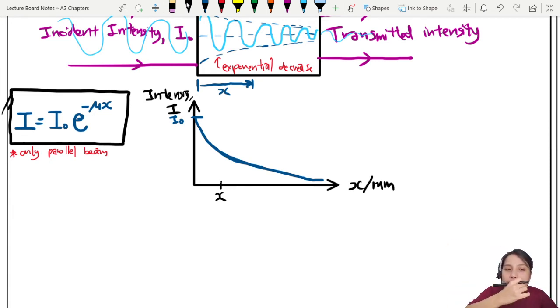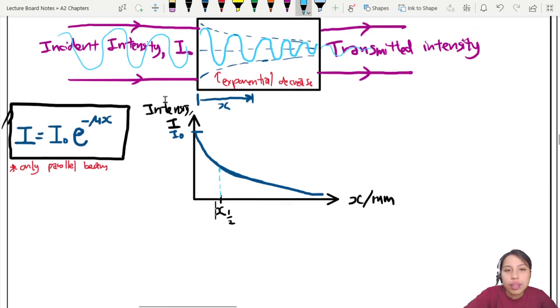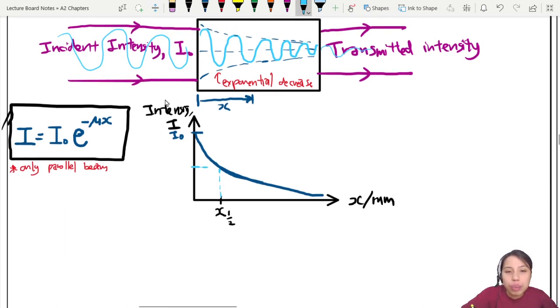It means that, let's say you travel a certain distance, let's say this x. I'm going to call this x half. Why x half? Because once the wave has gone inside the material this distance, the intensity could drop down to 50%. So 50% here means this is half of the original, which is half I naught, 50% of the original.